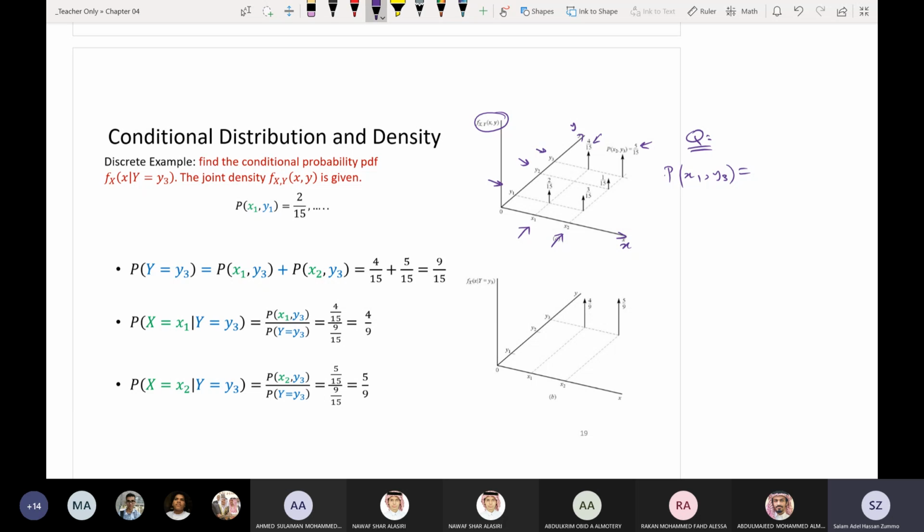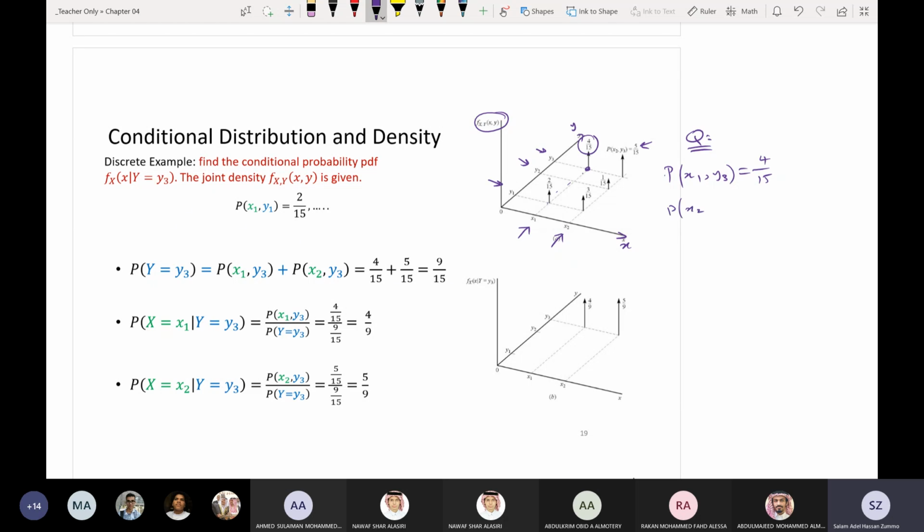So basically, as you can see, this is the probability of x1 and y3, which is this impulse located at x1 and y3, which is 4 over 15. Excellent. Most of you get it right. And similarly, I can find different probabilities.